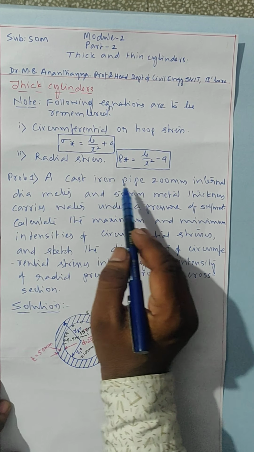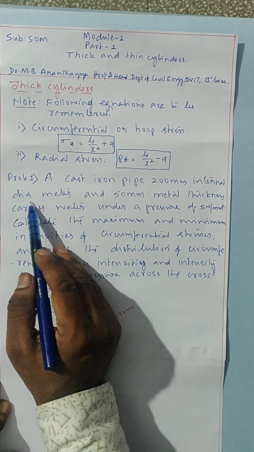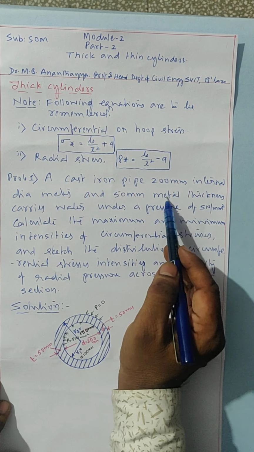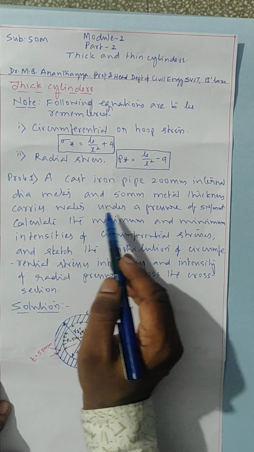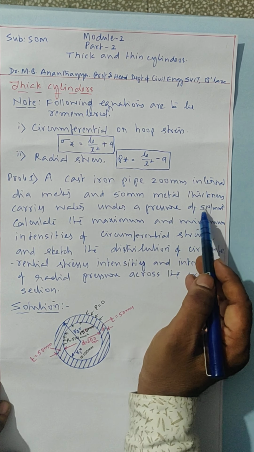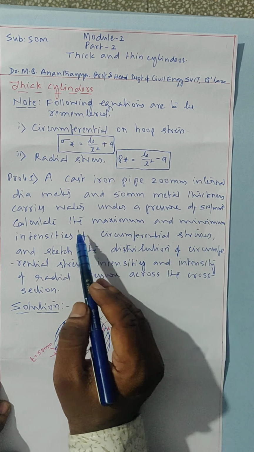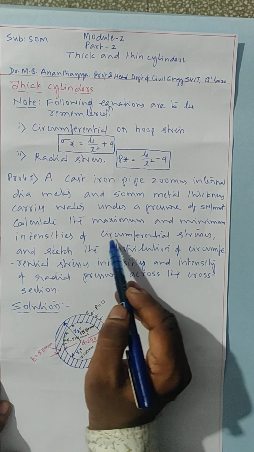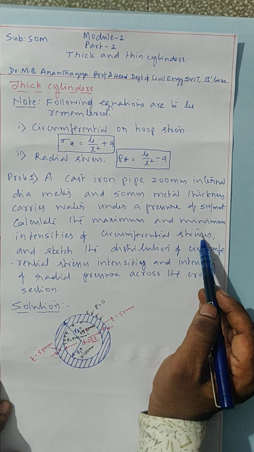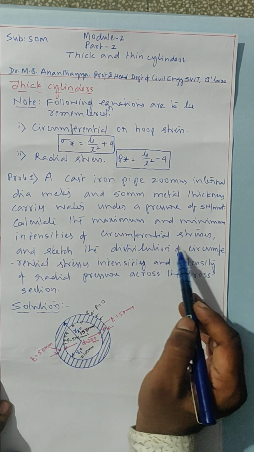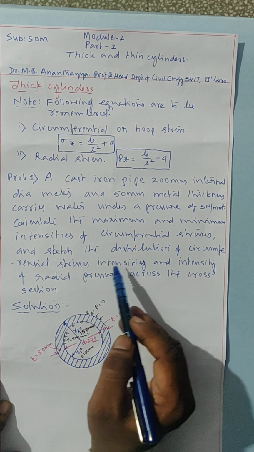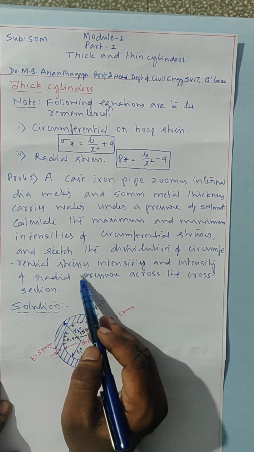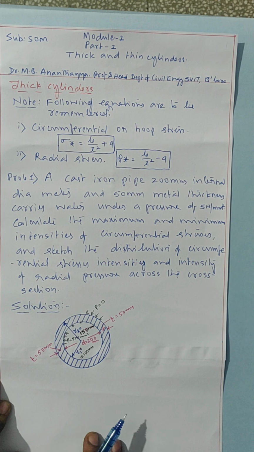A cast iron pipe 200 mm internal diameter and 50 mm metal thickness carries water under a pressure of 5 Newton per millimeter square. Calculate the maximum and minimum intensities of circumferential stresses and sketch the distribution of the circumferential stress intensities and intensity of radial pressure across the cross section.